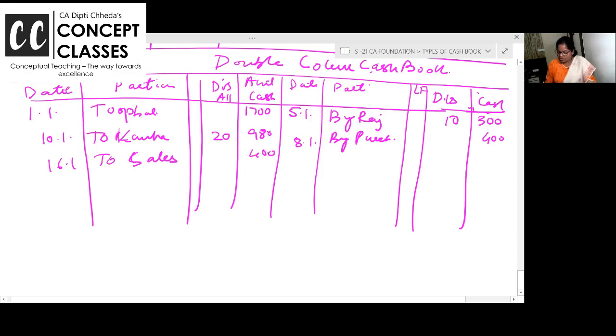Paid to Angel. We are paying to Angel 400 rupees. And sorry, we have paid to Angel 295 rupees and 5 rupees is discount received. 25th of January, we have paid wages 50 rupees.